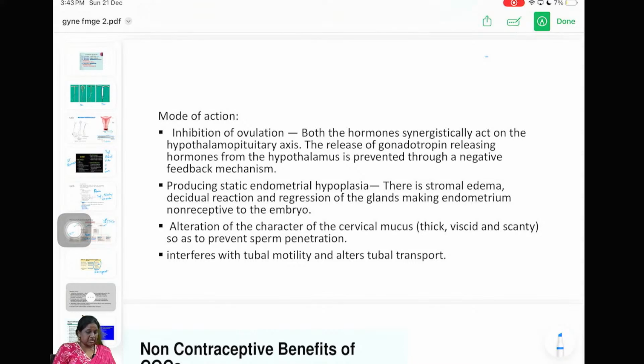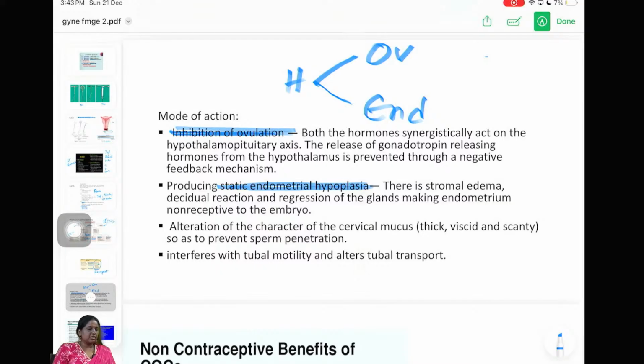So what is the mechanism of action? First and foremost is going to be inhibition of ovulation. That is what we need. The patient should not ovulate, but still bleed. Understood? And also, since it's a hormone, it is going to have its effect on the ovary as well as on the endometrium. On the endometrium, it is going to create endometrial hypoplasia.